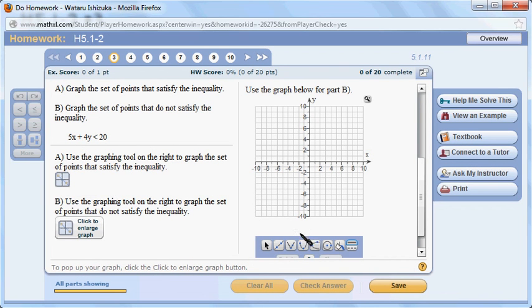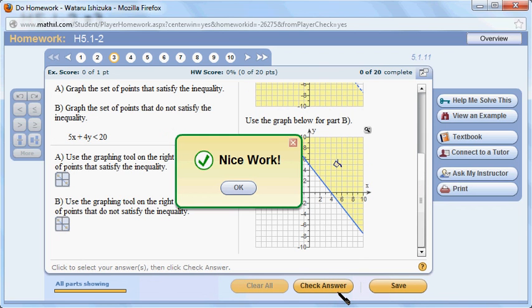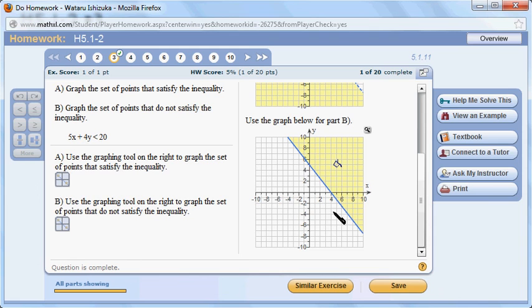Line tool: the x-intercept was 4, so put that, then the y-intercept is 5, so put that there. That's a solid line. Then we just need to paint the other half plane, the upper half plane, so click that. So that's that. Check. That's it. I hope that this was clear.